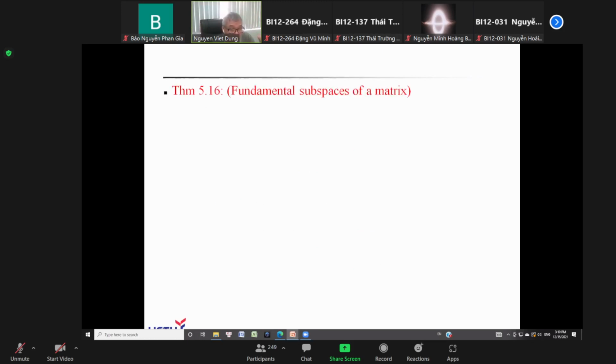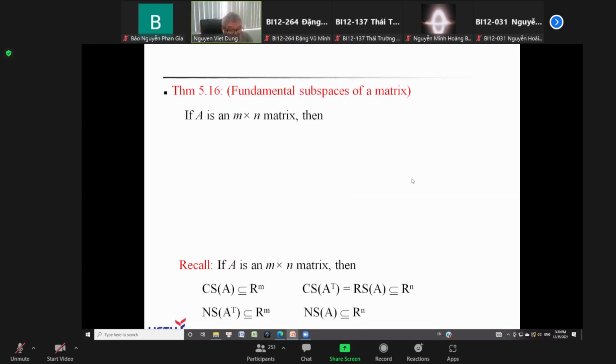Now I turn to what we studied already, the four fundamental subspaces of a matrix. Suppose that A is an m by n matrix. Then you know that we have already defined the four fundamental subspaces of A.